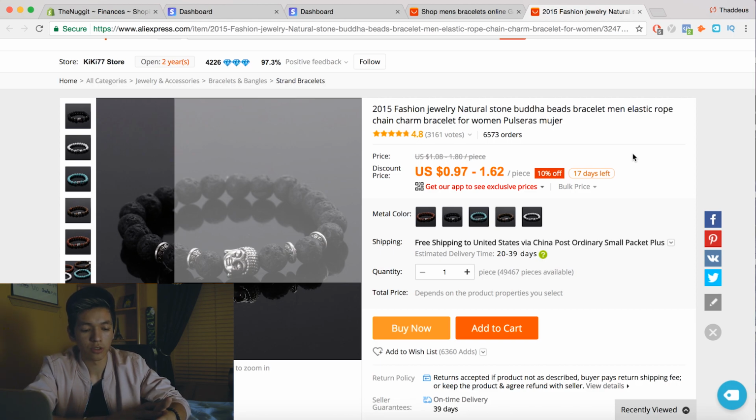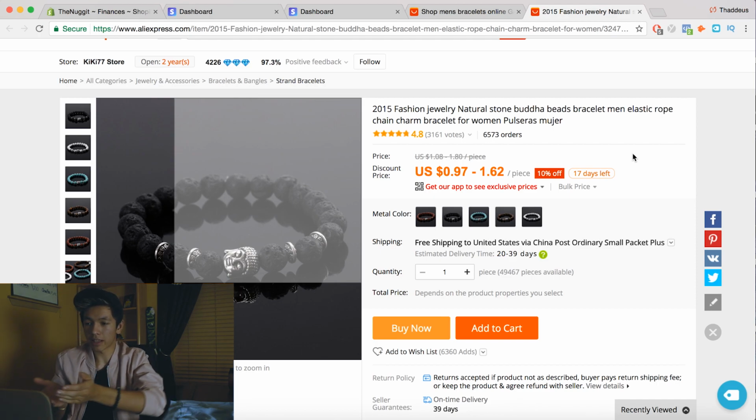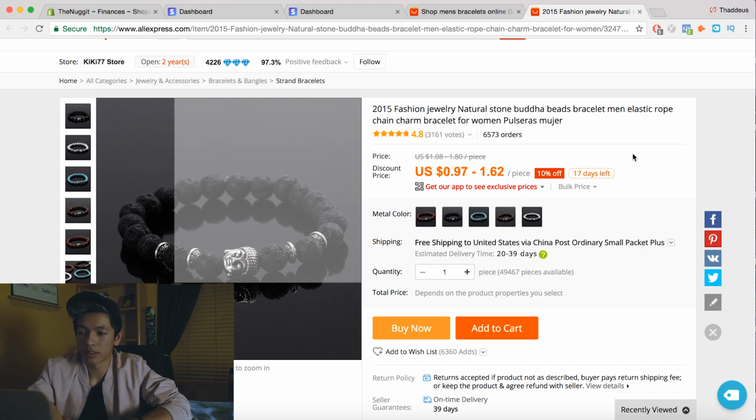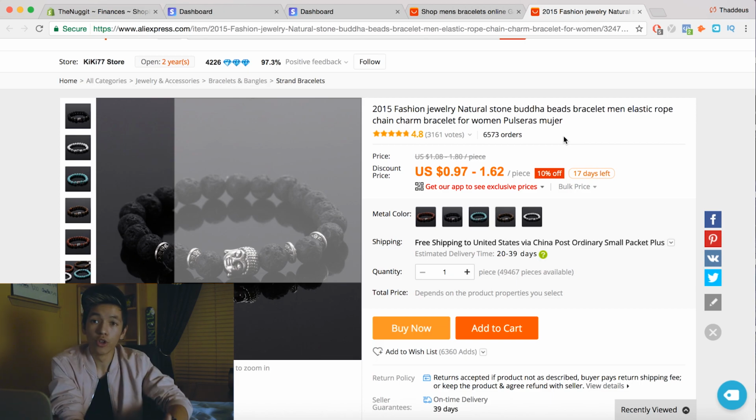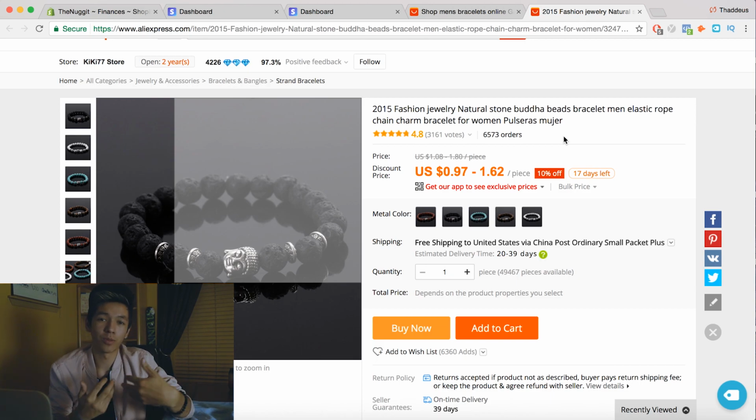So again, it comes back to your website, how you're portraying your brand, the influencers you're using, the photo you're using, and the caption, right? Finding the actual product is probably the easiest part, because we know it sells, guys. It literally says 6,573 orders for this bracelet, okay? We know it sells. We just have to be the one selling, okay?